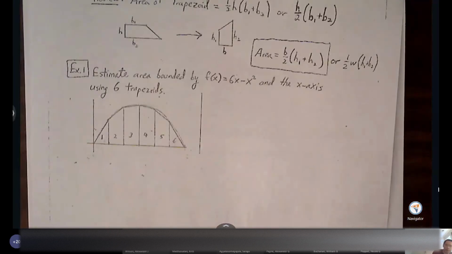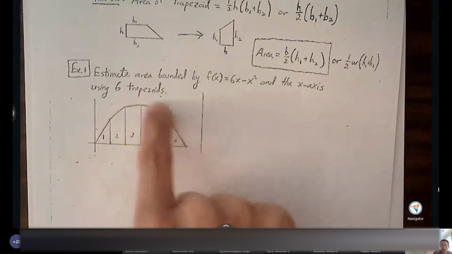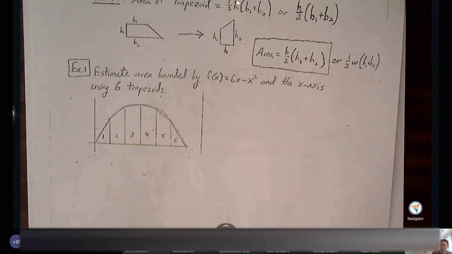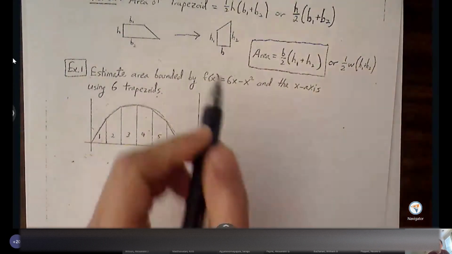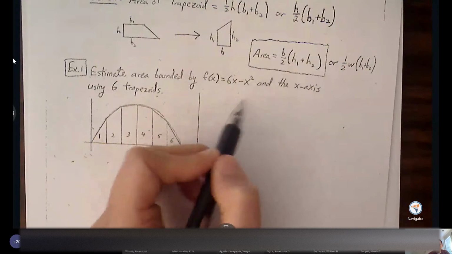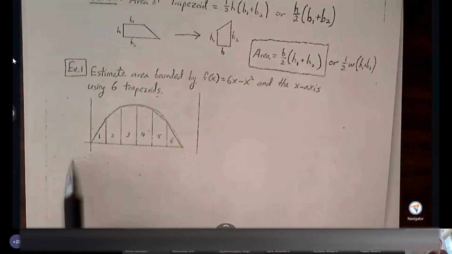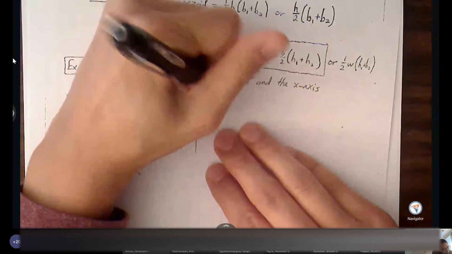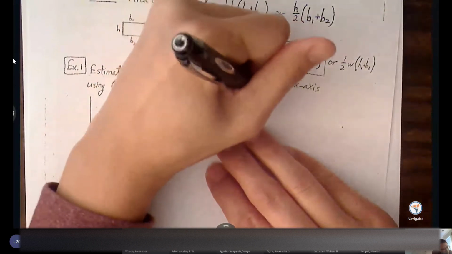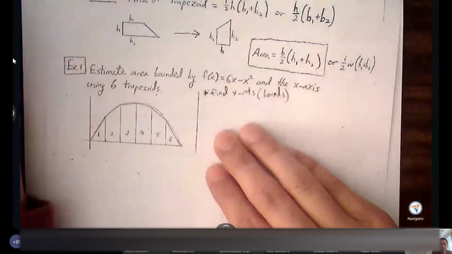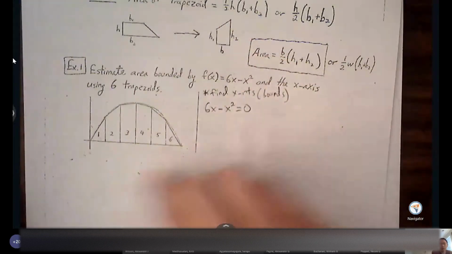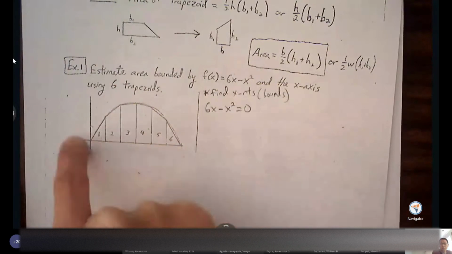Okay, so here's example 1. It says estimate the area bounded by our graph 6x minus x squared. That's this upside down parabola. And the x-axis using 6 trapezoids. So first thing we need to do is find where these endpoints are, because that will help us find our a and b value. So to find our endpoints, we're going to set the function equal to 0 and look for the x-intercepts. We want to know when 6x minus x squared is going to touch y equals 0.